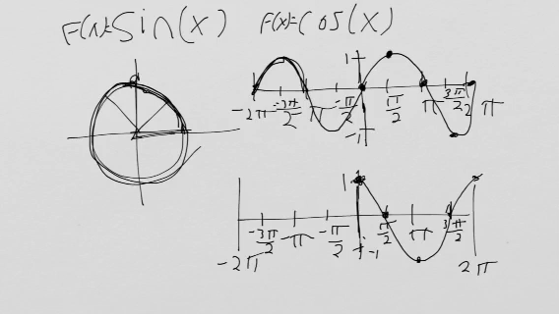Okay, well then at negative pi over 2, we're going to go back down. At negative pi, we're going to be down at negative 1. At negative 3 pi over 2, we're going to be back at 0. At negative 2 pi, we're going to be back at 1. There's our graph of cosine.